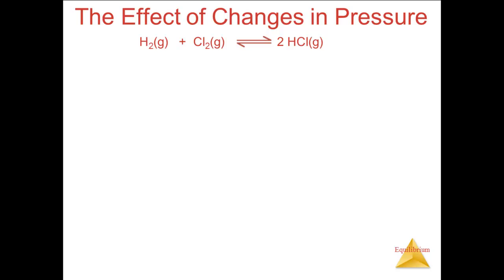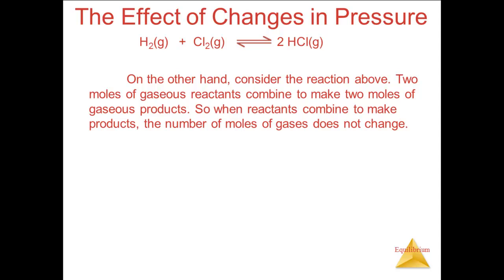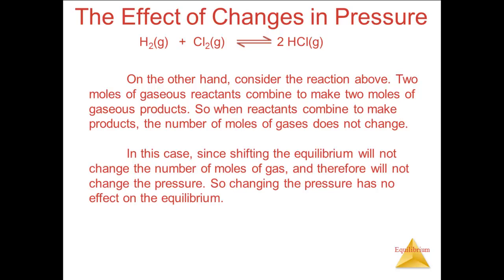Here's another equilibrium, H2 gas plus Cl2 gas in equilibrium with 2 HCl gas. What happens to this equilibrium when we increase the pressure by decreasing the volume of the container? In this reaction, there are 2 moles of gas in the reactants and 2 moles of gas in the products. So no matter which way the equilibrium shifts, the number of moles of gas does not change. Since shifting the equilibrium will not affect the number of moles of gas, the equilibrium cannot shift to reduce the pressure. So changing the pressure by changing the volume will not affect the equilibrium.